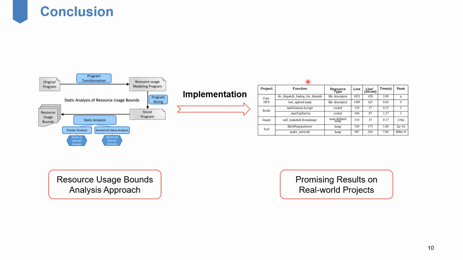And lastly, conclusion. From the results, we can make the following conclusion. We give a static analysis approach to deriving resource usage bounds for imperative programs, with program transformation, program slicing, numerical value analysis, and pointer analysis. Experimental results show the ability of our approach to infer the usage bounds of various types of resources in real-world programs.